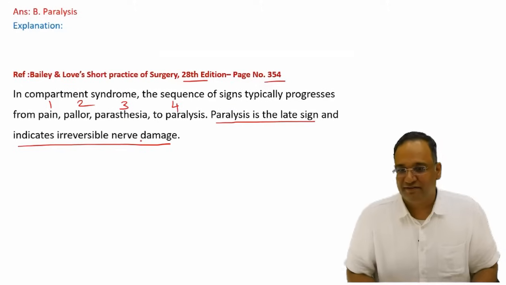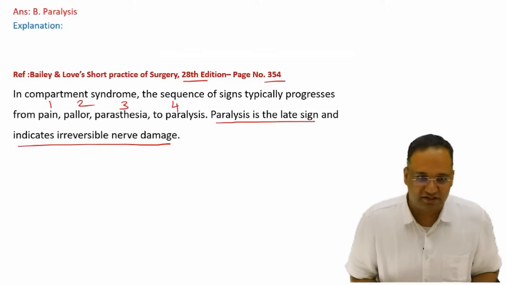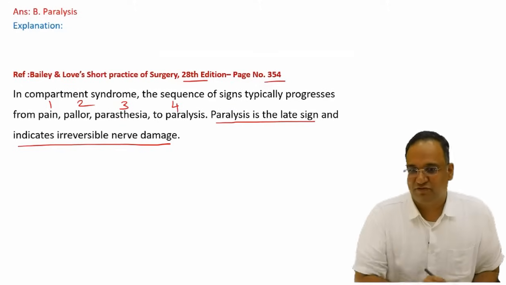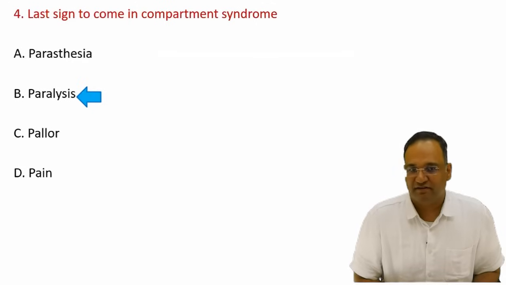He very clearly says paralysis is the late sign, indicative of irreversible nerve damage. What more do you want? One more option is pulselessness. That's okay, accepted, but it doesn't make a difference for the change of answer here. It's very, very clear.